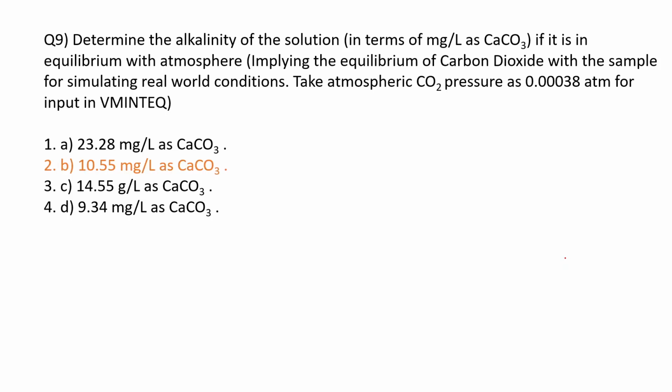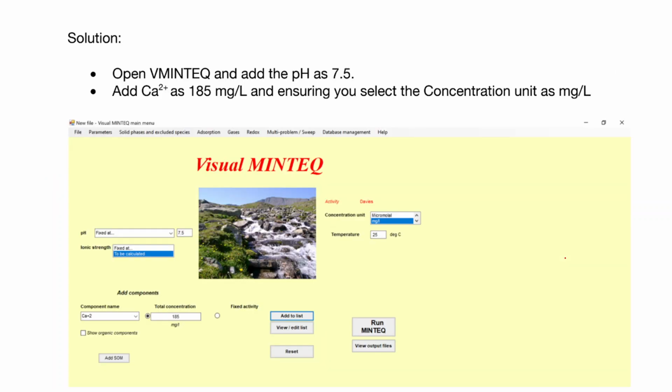We'll see the solution now. So the answer is 10.55 milligrams per liter as calcium carbonate. This is the alkalinity in an open system. So we have pH, we have total calcium concentration, we have CO2 pressure. Feeding all these values in Visual MINTEQ, we will get the alkalinity as CaCO3.